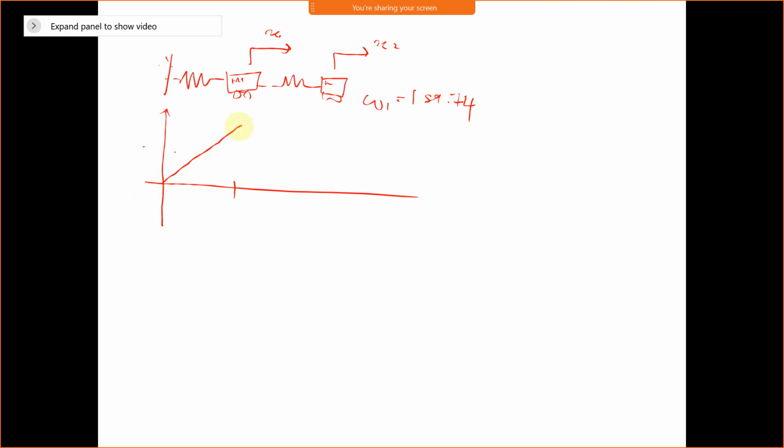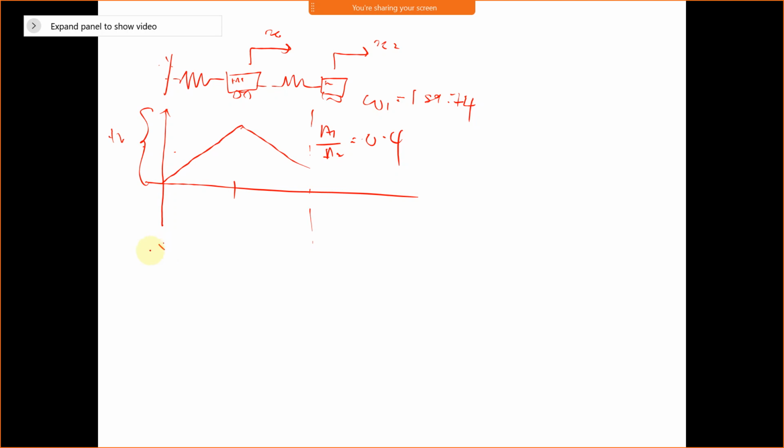In phase maksudnya just drop, dia akan ada pergerakan yang still dalam positif punya area. This is positive punya area. Tapi dia akan still turun sikit je. So this is our phase of A1 over A2 which is 0.04.